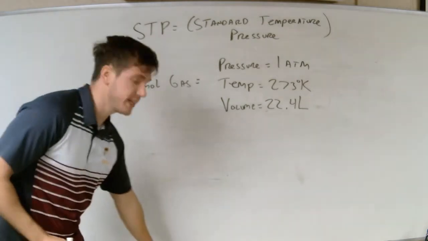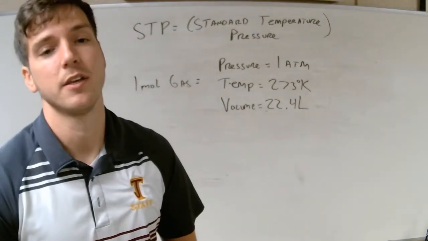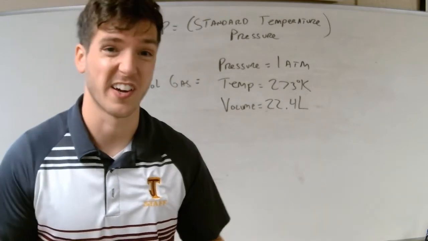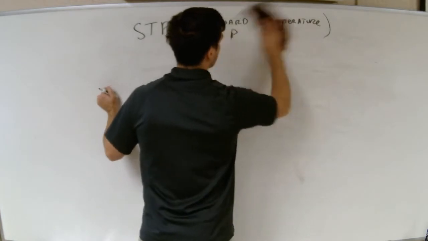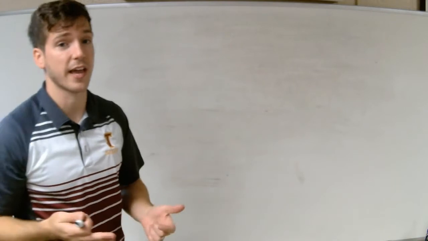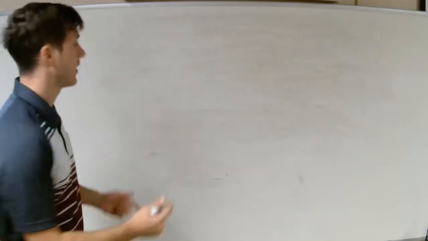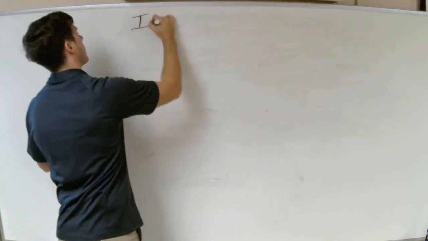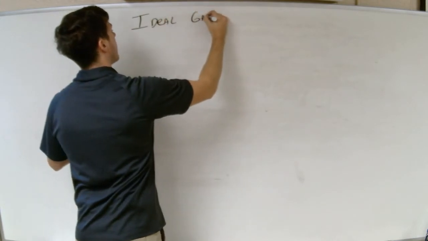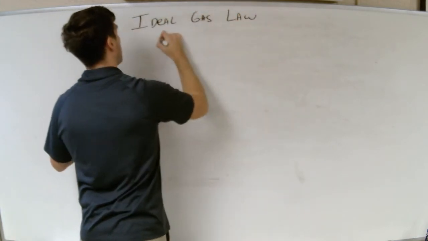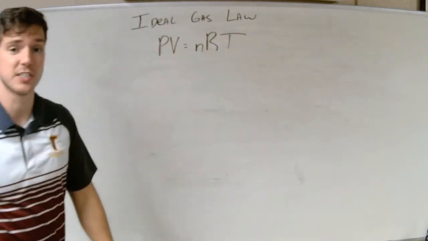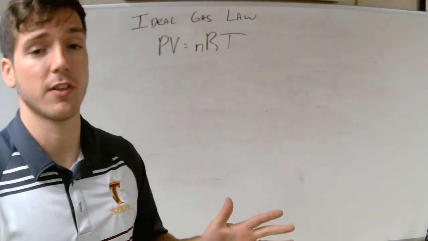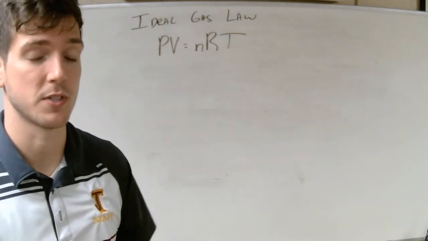So let's go ahead and get into our actual gas laws and our gas law formulas. The main one that we care about is the ideal gas law. The ideal gas law will actually give us all our other gas laws. So we have the ideal gas law, which is the Mac Daddy of them all, PV equals nRT. We can derive any of our other gas law equations from PV equals nRT.